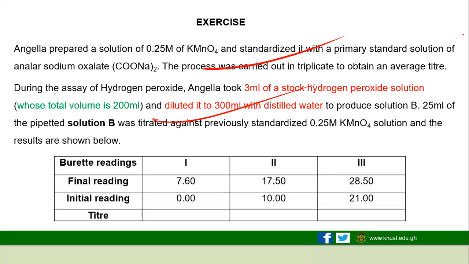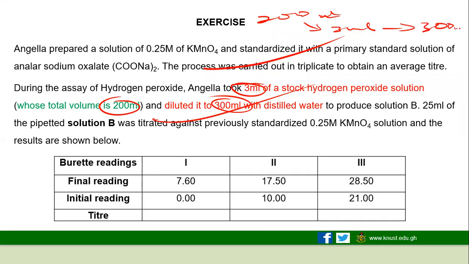Good. Now the next part of the question is giving us the assay of the hydrogen peroxide, and then there are dilutions here that make the question quite confusing, so we have to pay attention to the dilutions, right? So the first thing, we had a stock solution of 200 mL. We took 3 mL of that and then diluted it to 300 mL. So that is just the dilution. You have a stock of 200 mL, very concentrated, right? You take 3 mL from that stock and then you dilute it to what?